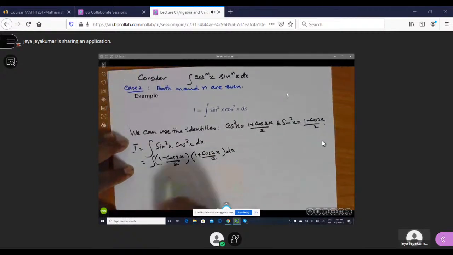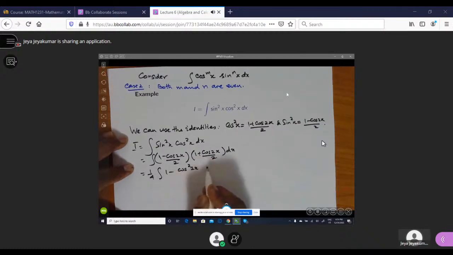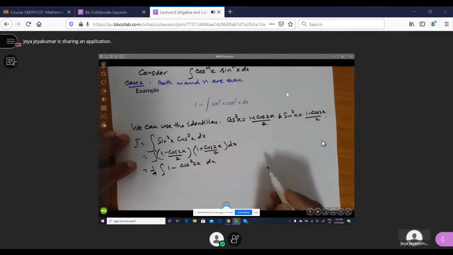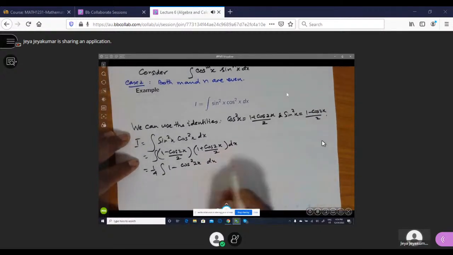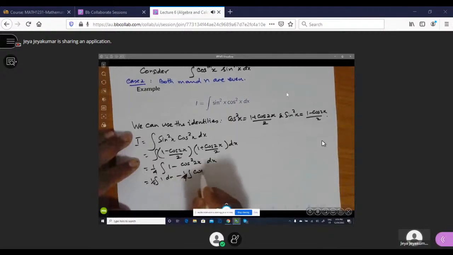Multiply this out. So that gives you the factor out of 1 for the denominator. That gives you 1 minus cosine squared 2x. A minus B times A plus B is A squared minus B squared, right? So this can be the integral of 1/4 dx minus 1/4 cosine squared 2x dx.